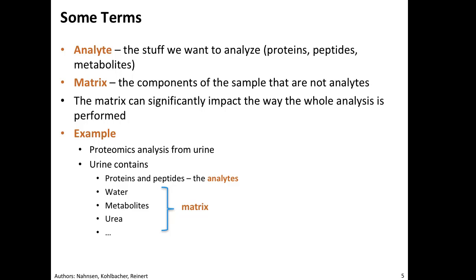An example for that would be if you start doing proteomics from urine. And what's contained in urine? Well, you're probably looking for proteins and peptides in urine, and that would be your analytes. And all the rest, water, metabolites, urea, that is all matrix.